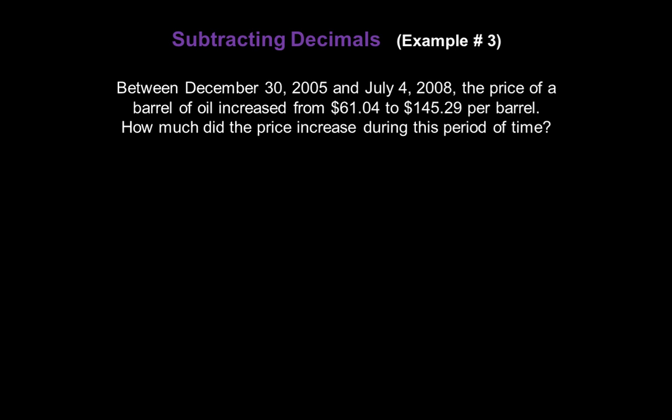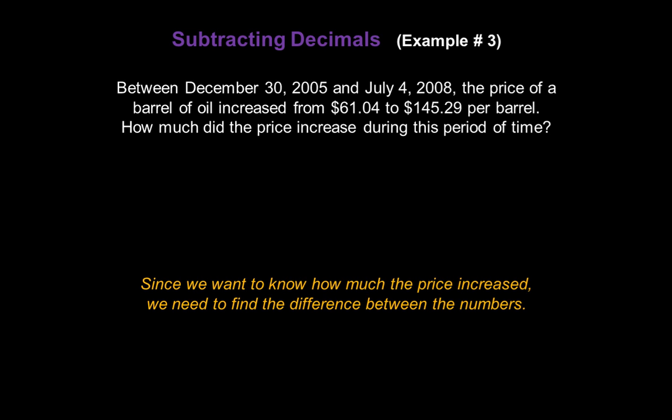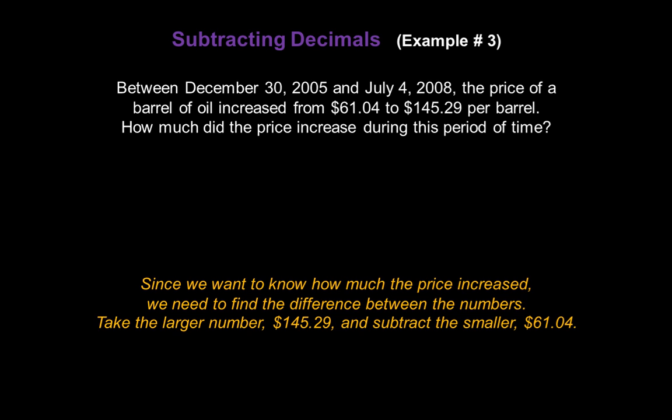Let's wrap this all up with a word problem now. Between December 30th, 2005 and July 4th, 2008, the price of a barrel of oil increased from $61.04 to $145.29 per barrel. How much did the price increase during this period of time? Since we want to know how much the price increased, we need to find the difference between these numbers. So we take the larger number, $145.29, and subtract the smaller number, $61.04. We set the problem up just like this with the decimals lined up.